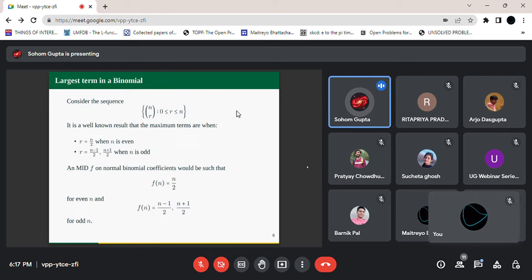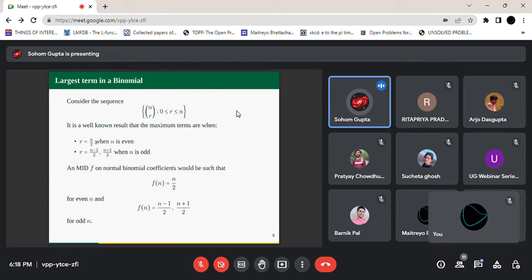Now consider this sequence nCr, 0 ≤ r ≤ n. This might be a high school result that we have all probably proved: the maximum occurs at r equals n/2 when n is even. What is r? r is the index at which nCr is maximized. We know that when n is even, it's just n/2 because there are an odd number of terms here.